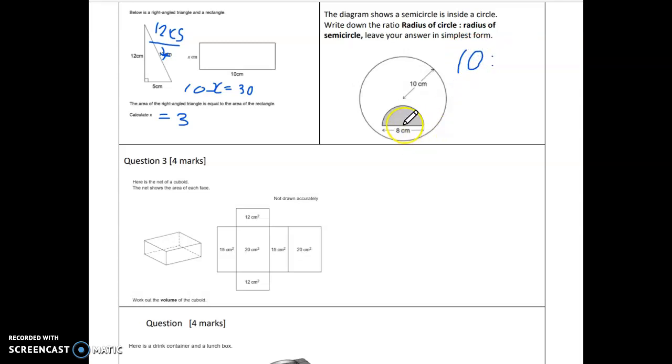Radius of the semicircle, that's the smaller one, it's not 8, it's going to be half of that, isn't it? So it's going to be 4. So 10 to 4. So ratios need to be simplified. So if I simplify that, we get 5 to 2. I think that's all the question's asking me to do. It's quite straightforward in the end, actually, but yeah, that's it.